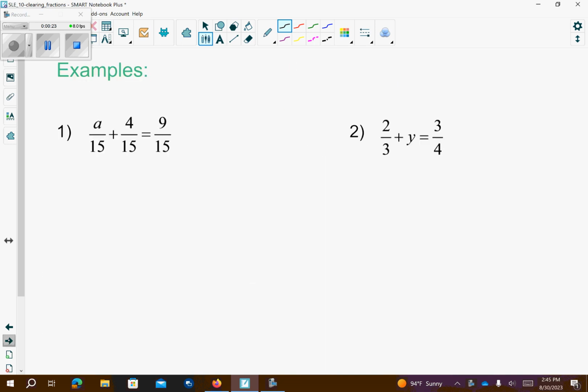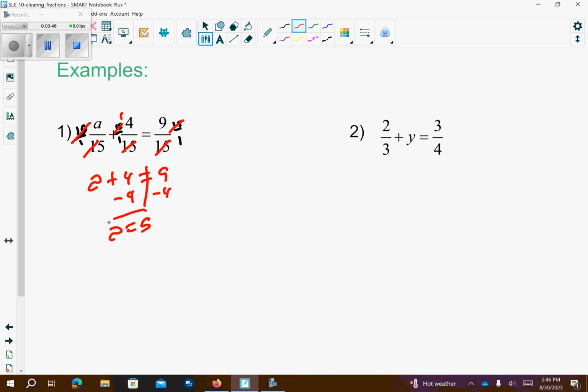Okay, so this is on page 38. So clearing fractions. Notice all of my denominators are 15. So if I multiply everything by 15 over 1, these all cancel. And then just go ahead and solve it. Subtract 4, so A equals 5. That's a pretty simple one.